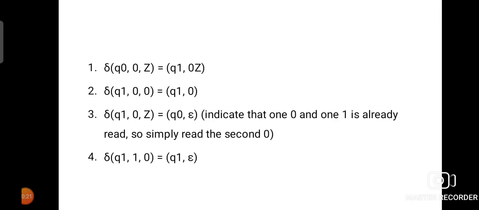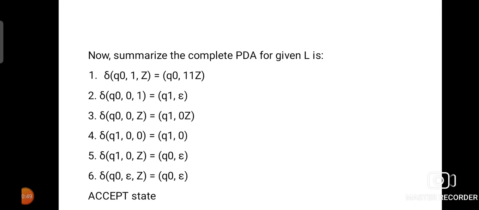The corresponding delta functions will be del of q0, 0, z equal to q1, 0 z. Then del of q1, 0, 0 equal to q1, 0. Del of q1, 0, z equal to q0, epsilon, where nothing will be pushed. Then del of q1, 1, 0 equal to q1, epsilon. And finally, we can summarize all the state transition functions for the given PDA.